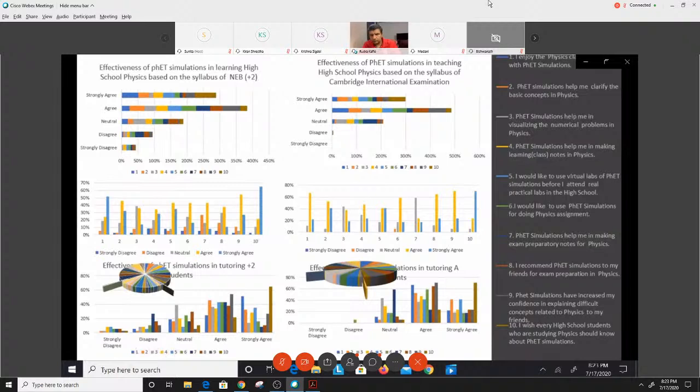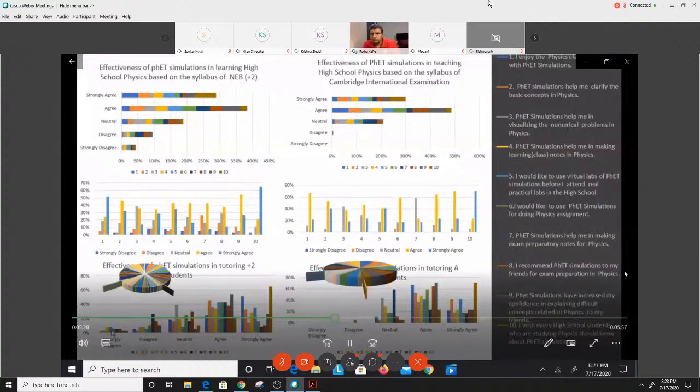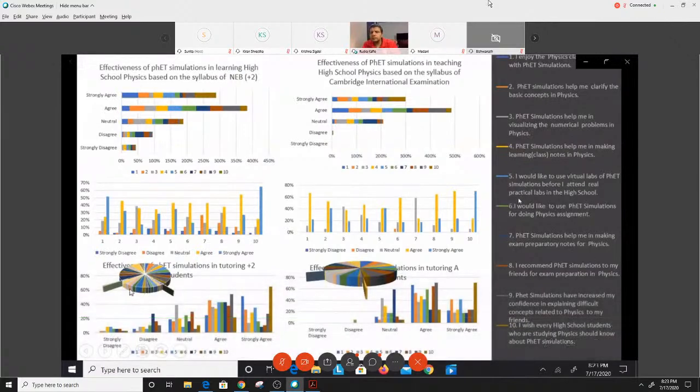So what you find here is if this neutral somehow changes to disagree and strongly disagree, then about one third of plus two students do not find PhET simulation effective. Similarly, if this neutral category comes onto disagree and strongly disagree, about one fourth of A-level students do not find the PhET simulation effective. In other words, in a group of 37 students, around 12 students studying plus two and around 9 students studying A-level find PhET simulation ineffective.